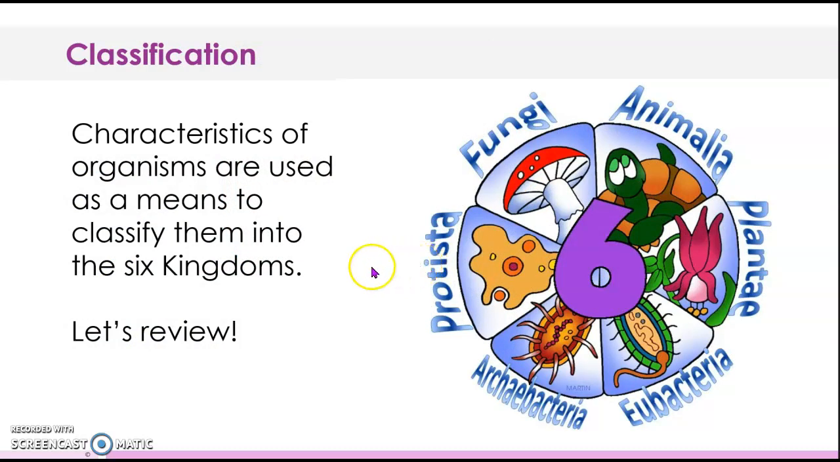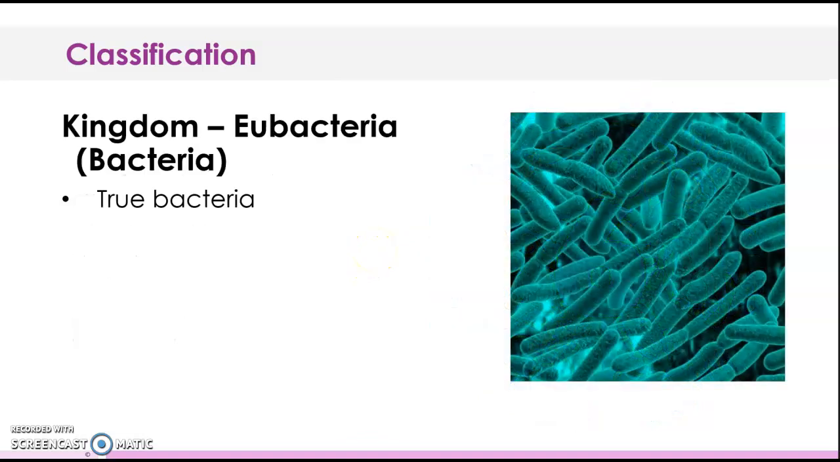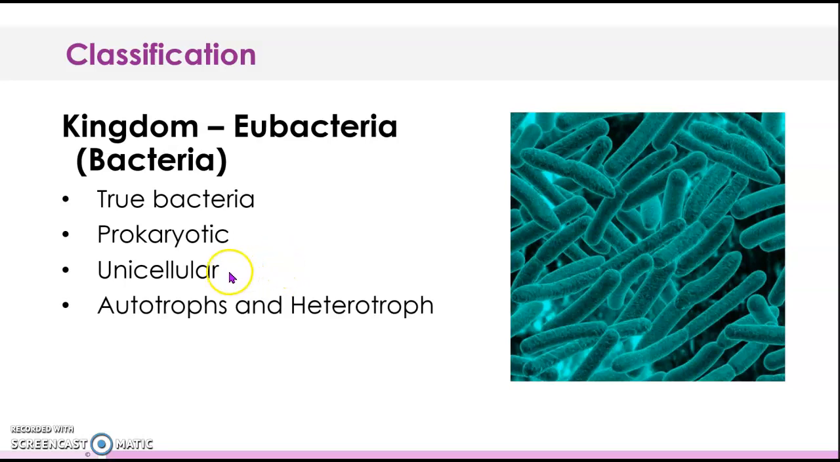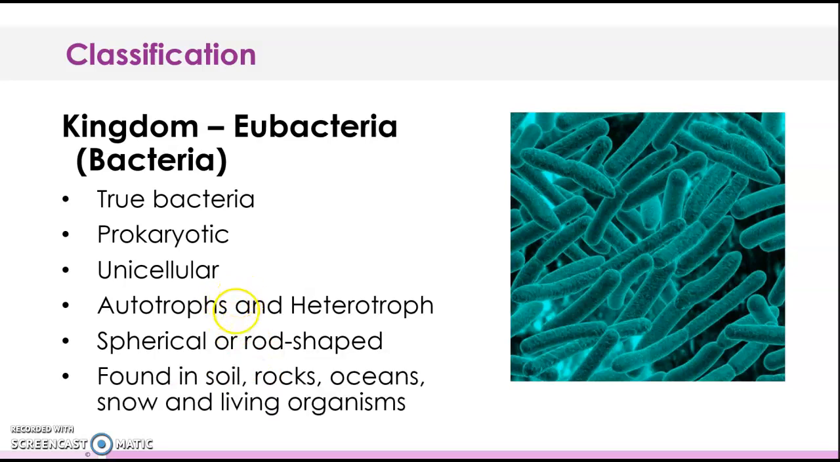Classification. Characteristics of organisms are used as a means to classify them into the 6 kingdoms. Let's review. Kingdom Eubacteria, bacteria. It's true bacteria. As you can see, this is a picture of the bacteria that you can see under a microscope. It's true bacteria. It's prokaryotic, unicellular, means it's one cell, autotrophs and heterotrophs, so it can make its own food and it can eat things, spherical or rod-shaped. It's found in soil, rocks, oceans, snow, and living organisms.